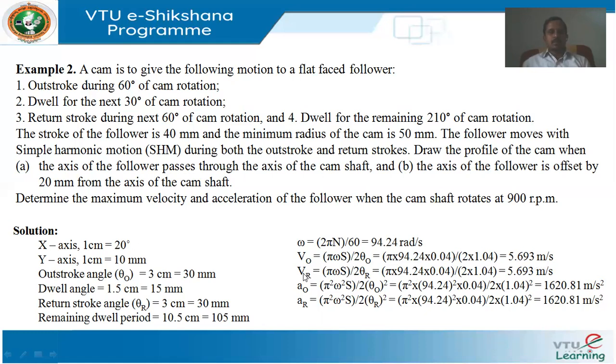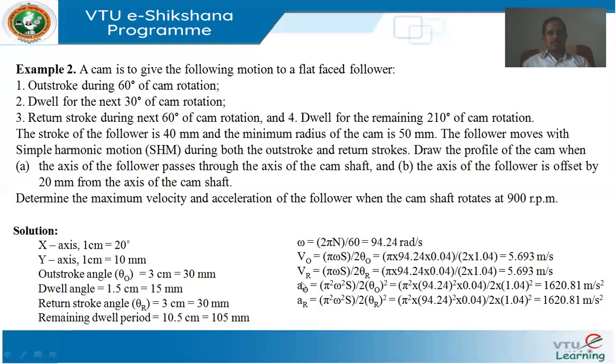The maximum velocity during return stroke, the equation is pi omega S divided by 2 theta r, where theta r is the return stroke angle. Here the omega value and S value are 94.24 and 0.04 respectively. The return stroke angle is also 60 degrees, in radians 1.04. After simplifying this equation, we get 5.693 meter per second.